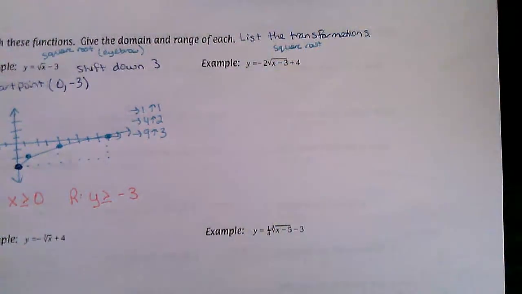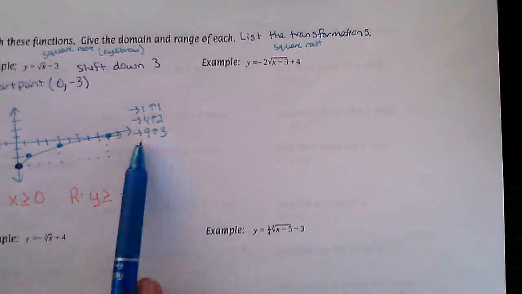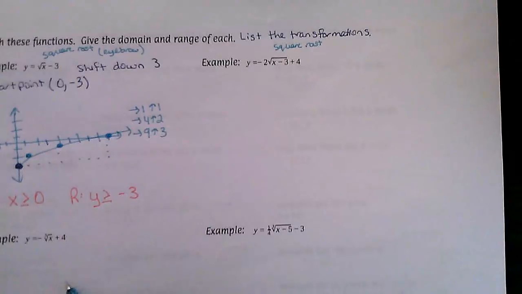So that tells me which from the front of the overs and ups. I'm going to go over 1, up 1, over 4, up 2, over 9, up 3, as opposed to cube root, which has the 2 and the 8 in it. So square root, so I've got that going on there.